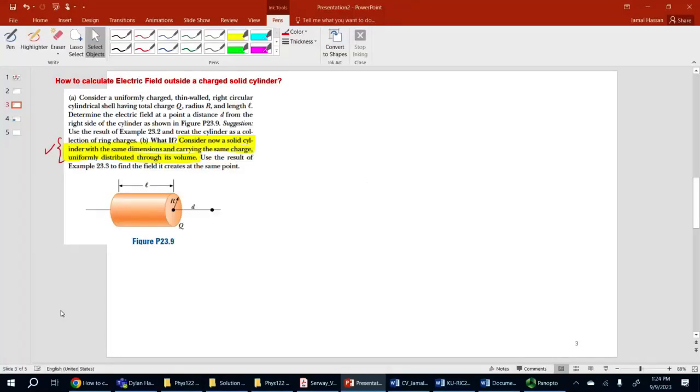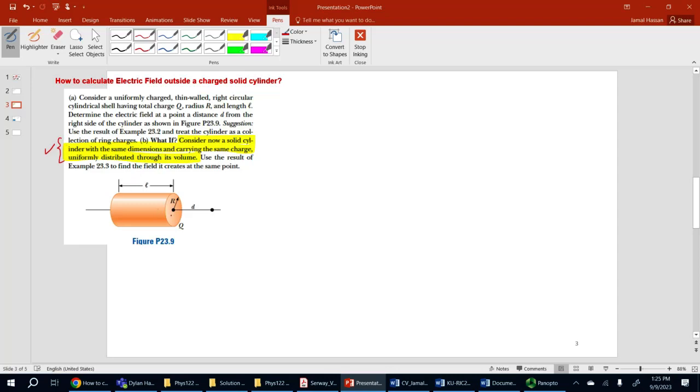Hello everyone. In this video we will find the electric field outside a charged solid cylinder. In my previous video we went through the solution of the first part, part A, in which we considered the cylinder as a hollow cylinder, as a shell. But here we're going to do part B.